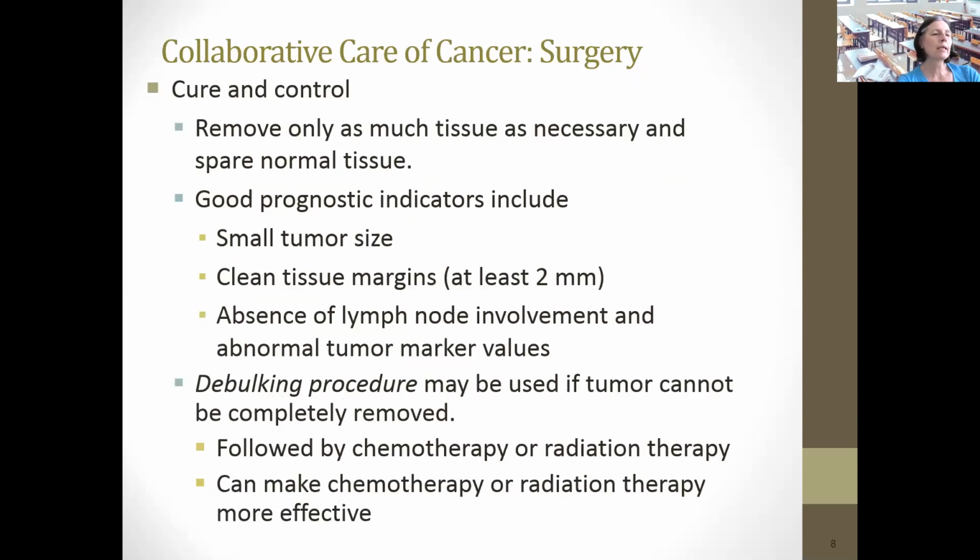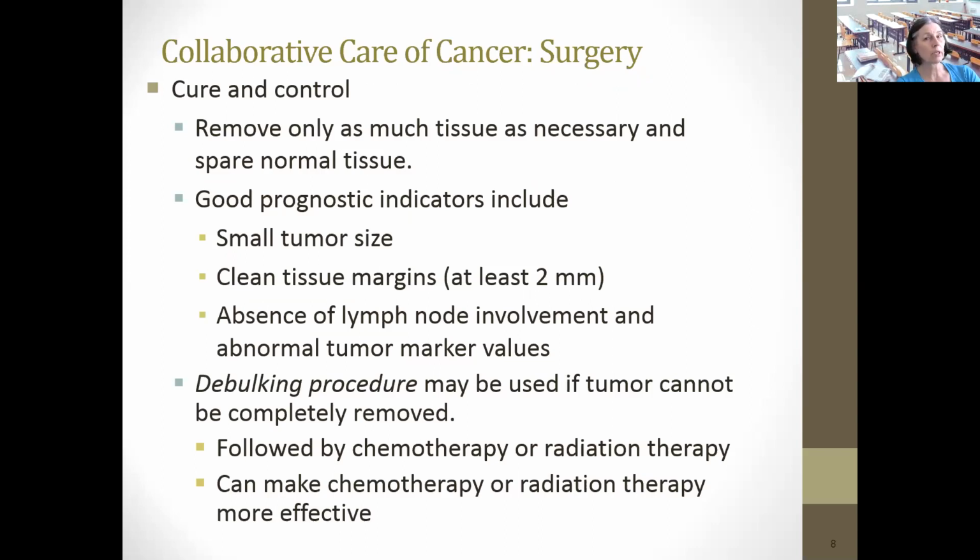So again, surgery is for cure and control. If we can't cure it by complete removal, we're going to take as much tissue as we can with the goal of getting clean margins. We want at least a 2 millimeter clean margin around any tumor size. The smaller the tumor, the better the surgical outcome is, obviously, less tissue destruction. And we also want to look for an absence of lymph node involvement, because if you don't have lymph node involvement, your surgery is more likely to be curative.